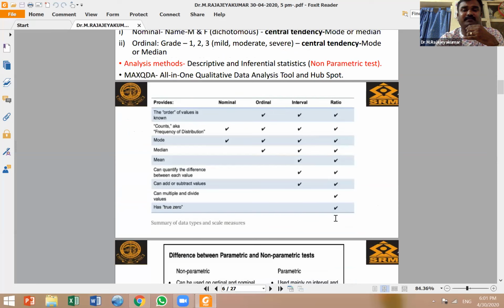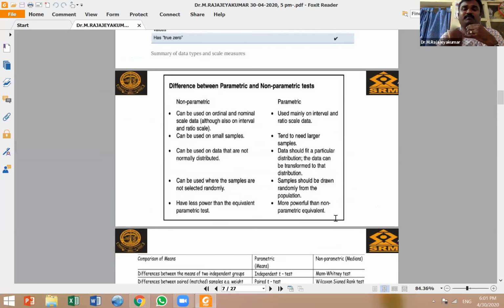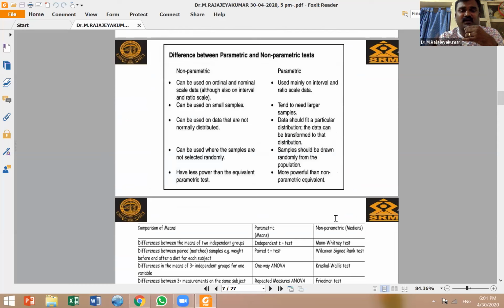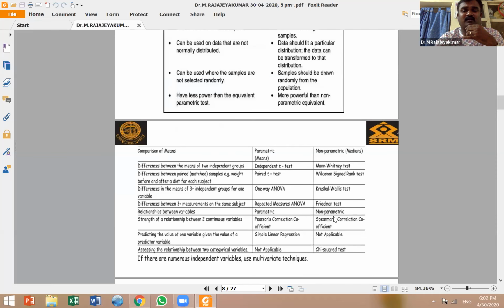Then comes the basic difference between parametric and non-parametric tests. I told you, you can always use a non-parametric test for ordinal and nominal data. For interval and ratio continuous variables you can use a parametric test. Whenever we have a small sample size, you can use non-parametric; for a large sample size, parametric. Then, very important is normal distribution: parametric test for normal distribution, non-parametric test for non-normal distribution. When we take a random sample, you can use parametric; for a non-random sample, you can use a non-parametric test. So these are the basic differences between parametric and non-parametric tests.